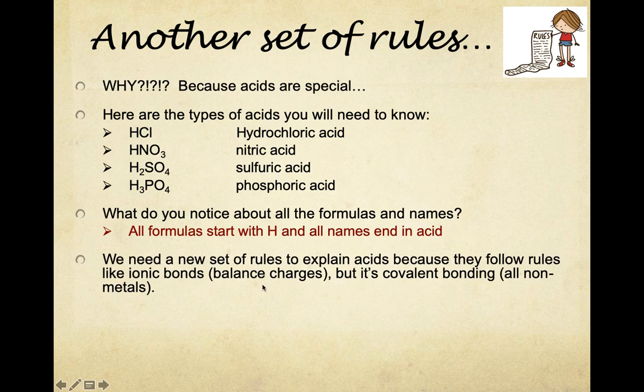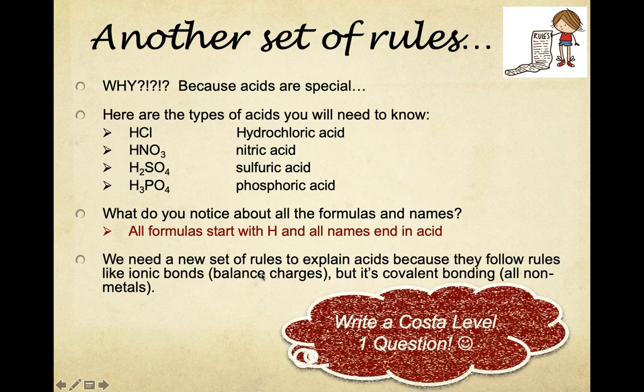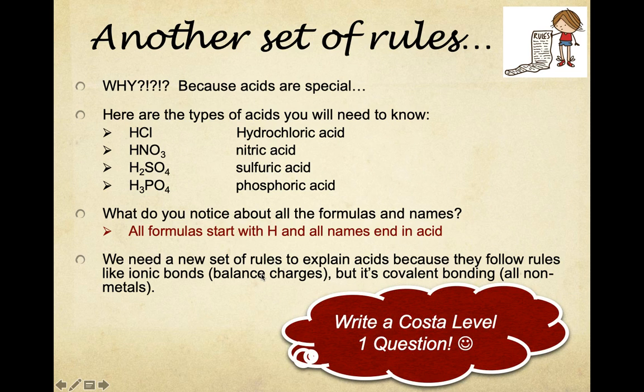Okay? So the reason we need a new set of rules is because the acids act like ionic bonds because you are balancing charges, but you're also dealing with covalent bonding because all of the elements involved are nonmetals. And so that's why it doesn't perfectly match either of our rule sets that we already have. And so that's why we need another set of rules. All right, go ahead and do a level 1 question already. A great one would be: list what element do all acids start with? That'd be a great level 1 question. Comes right from our notes.